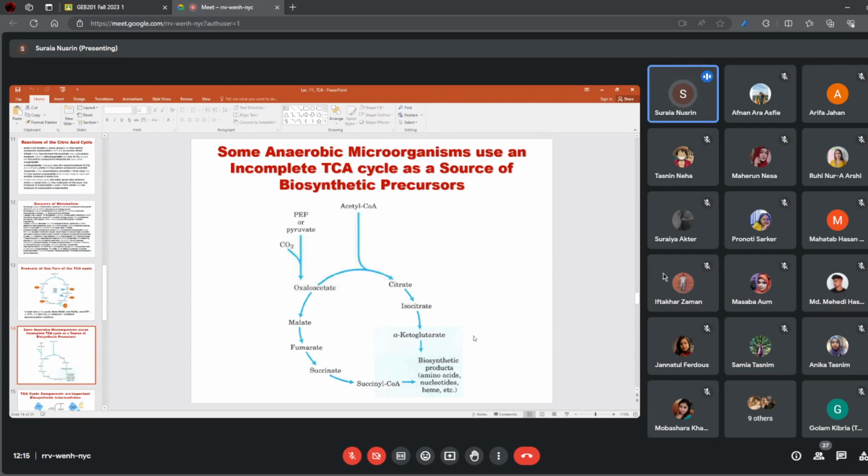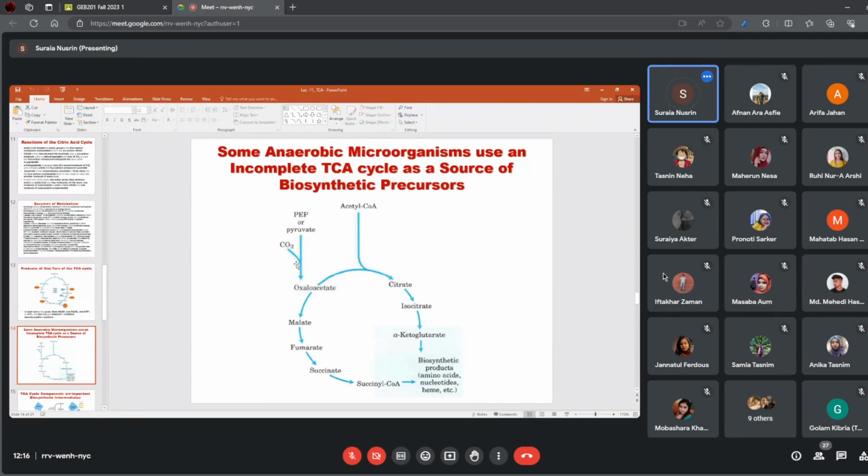Okay, so if you look at this cycle, this is not a particular cyclic pathway, but here the starting material oxaloacetate can go in two ways. It can be condensed with acetyl CoA to make citrate, and like the TCA cycle, the citrate is converted into isocitrate. Isocitrate then is converted to alpha ketoglutarate. And in the other direction, oxaloacetate is converted to malate, fumarate, succinate, and succinyl CoA.